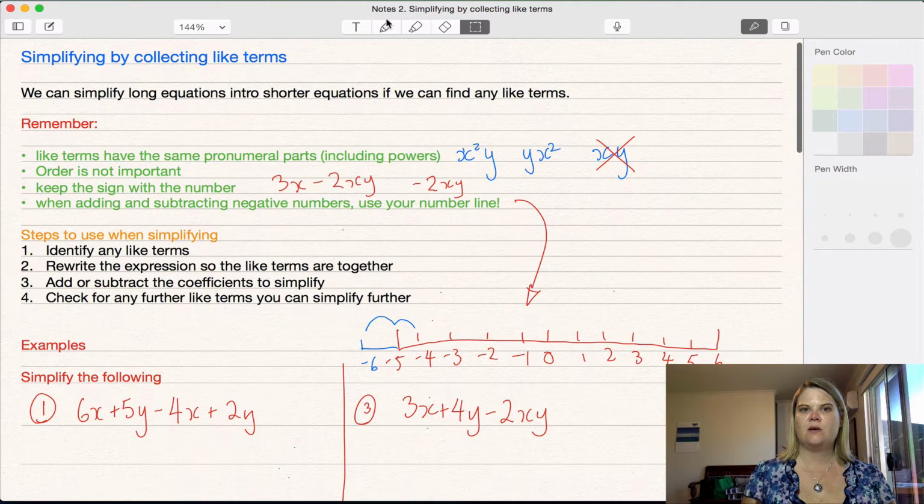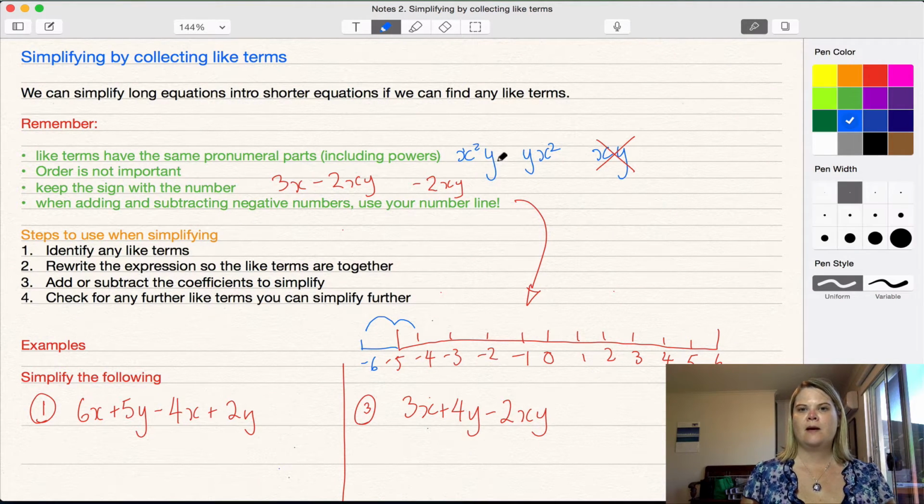So x squared y and yx squared both have an x squared term and both have a y term. So these two are like terms, but x and y without a power on the x squared is not a like term with these two. That's why I've got a cross through it.